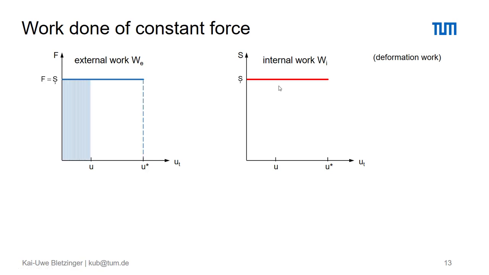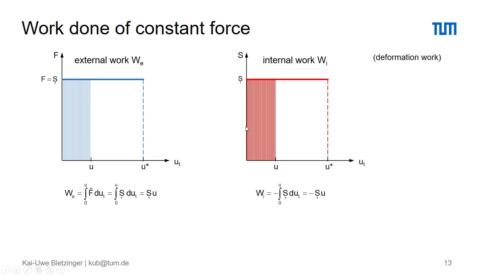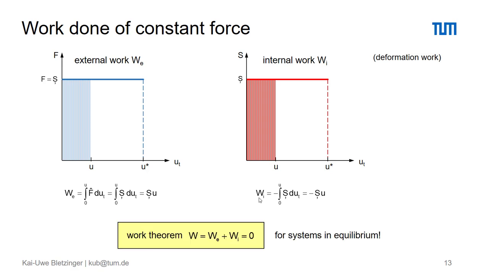And if we look at the internal work, it is now the area of a rectangle below the straight line. Here's the value for the intermediate state u, and we can determine this rectangle by integration or simply by u times S sub-comma. And again, it must be negative, the internal work, simply because of equilibrium of internal and external forces. And again, the work theorem also holds. The sum of these both values here is 0 for every intermediate state, and it applies for systems in equilibrium only.